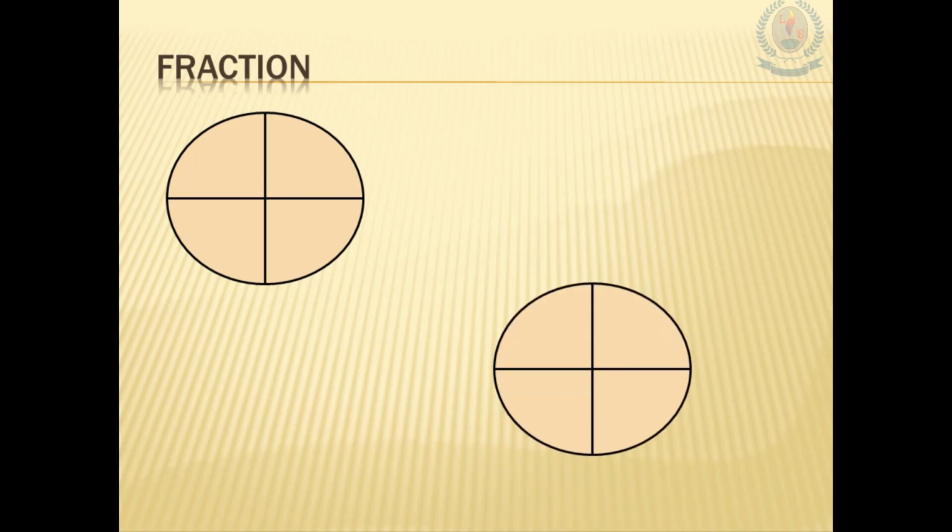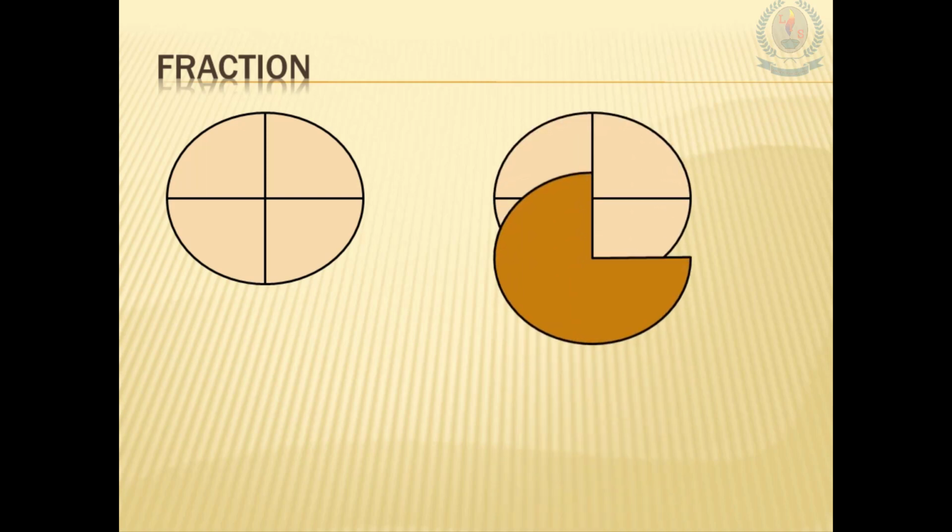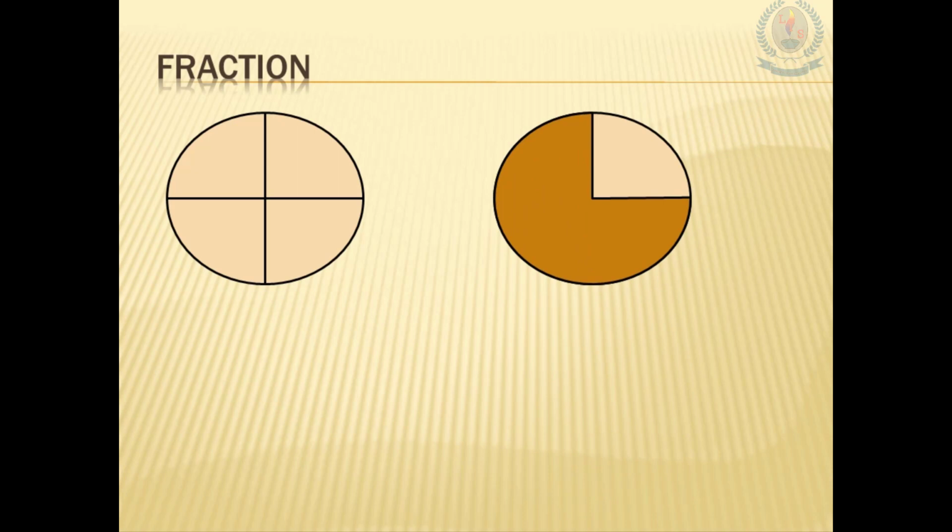Think of cutting a cake. If we cut the cake into 4 equal pieces, each piece is 1/4 of the cake. When 3 pieces are taken away, there is only 1 piece left. So, the fraction that is left is 1/4.